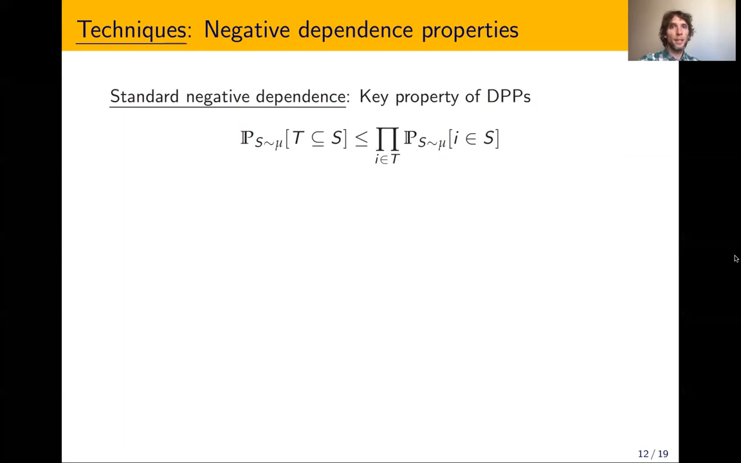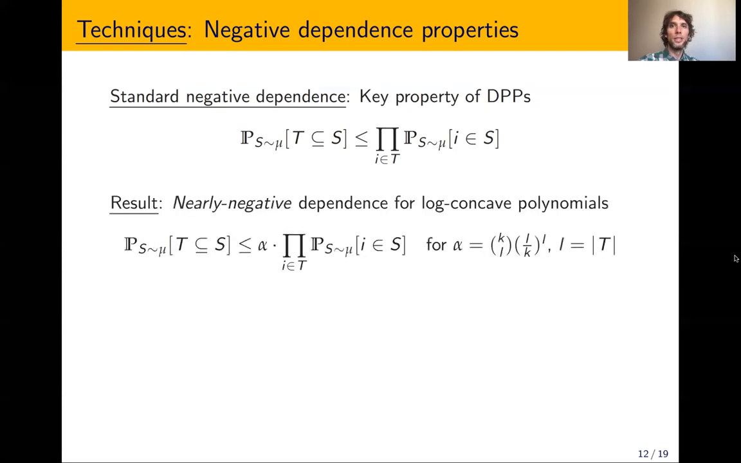This is satisfied by all determinantal point processes, but not by all distributions with a log-concave polynomial. However, for these distributions, we were able to show a somewhat weaker, nearly negative dependence, where the upper bound holds up to a multiplicative factor, which should be of independent interest. This is still not sufficient, however, to show instant mixing of the intermediate sampling random walk.